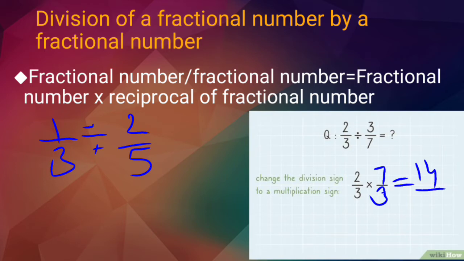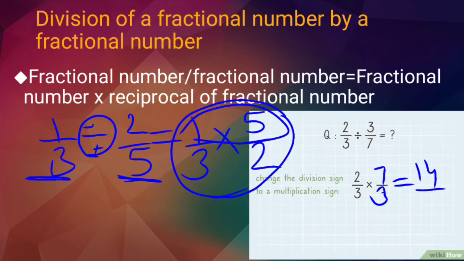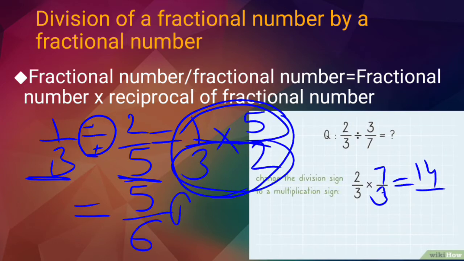Okay. So what will you do? This is a fractional number divided by a fractional number. According to the rule, you write the first fractional number as it is, change the division sign to the multiplication sign and take the reciprocal of the other one, that is 2 upon 5. What is the reciprocal of 2 upon 5? It becomes 5 upon 2. Now according to the multiplication properties, you multiply numerator with numerator and denominator with denominator. 5 ones are 5 and 3 twos are 6. So you got this as the answer.